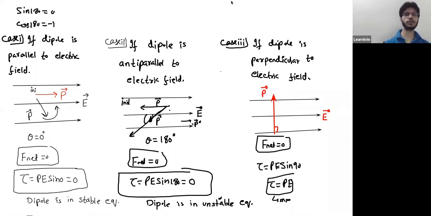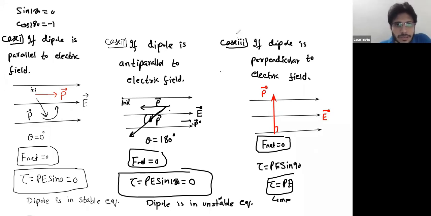Is it the case of equilibrium? Can I say that the dipole is in equilibrium when it is perpendicular to the field? No. Because some torque is acting on the dipole and that torque can rotate it.